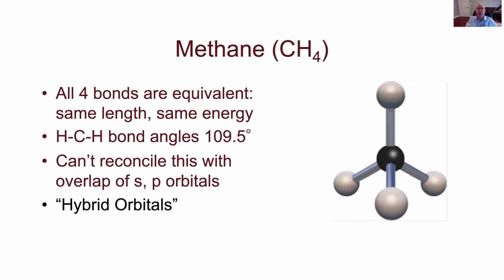Methane is CH4, and if we measure the bond angles and bond strengths in methane, we can see that the 4 bonds are all identical to one another. Okay, they have the same length, meaning the distance from the carbon to each of the 4 hydrogens is the same, and the same energy, meaning if I wanted to break a hydrogen off of there, it will cost me the same amount of energy no matter which bond I break.